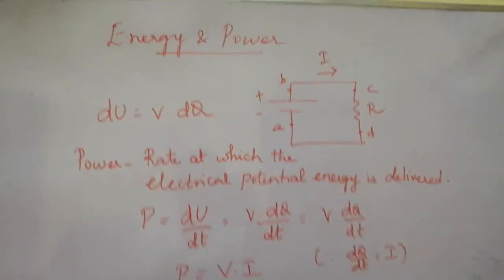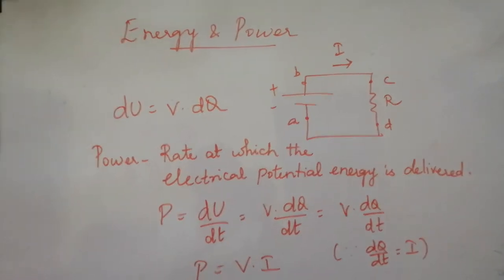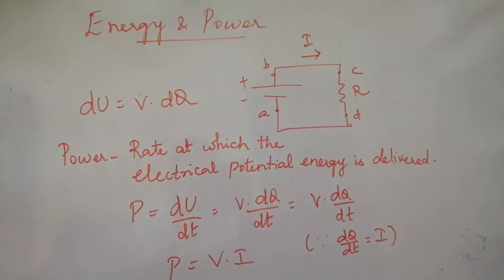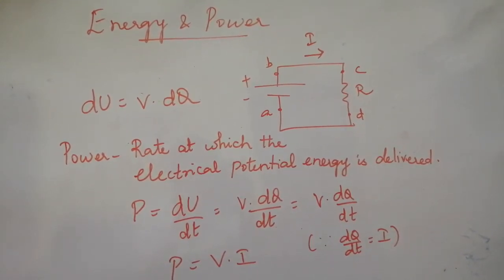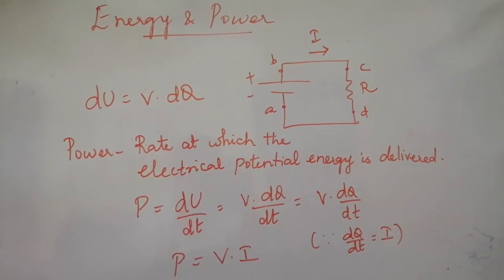Next thing we are going to discuss is energy and power. So, energy, generally we know that the energy is produced by the battery connected in a circuit. This battery is what is supplying energy to the device, which makes the current flow into the device.